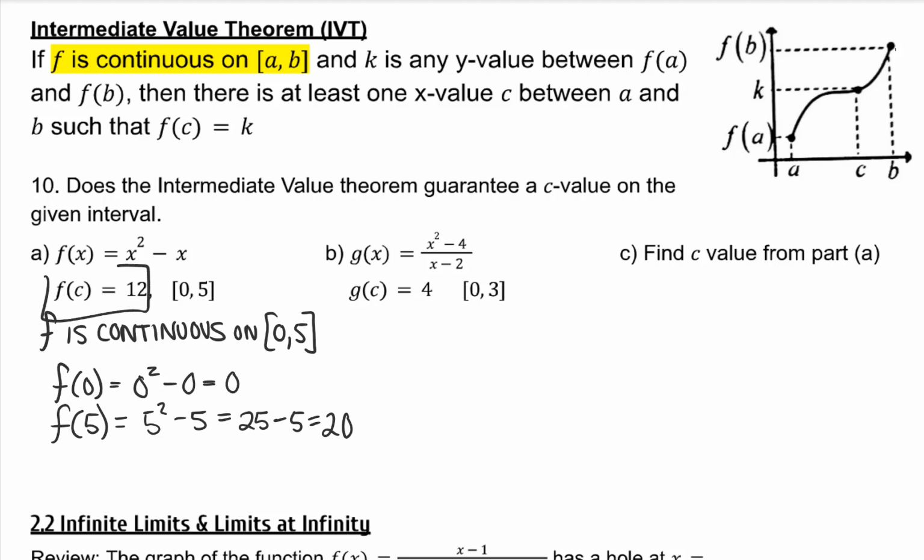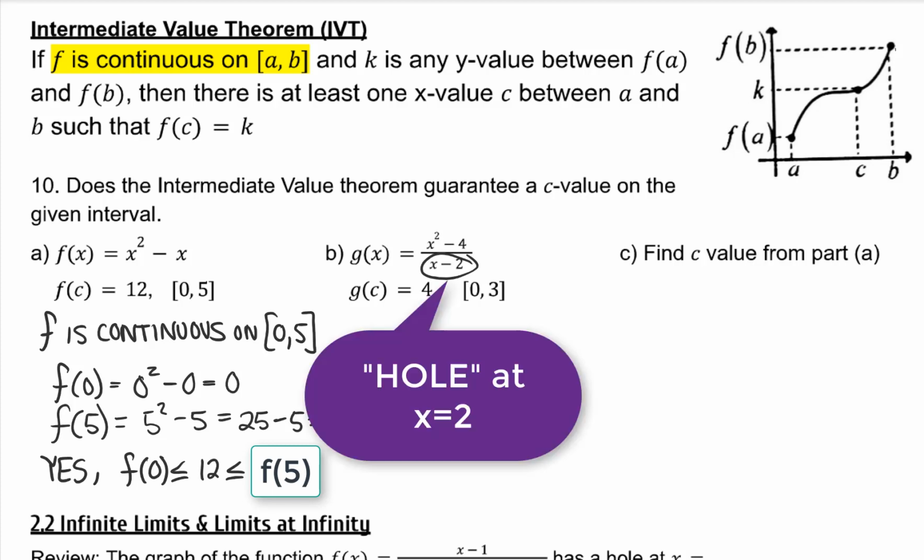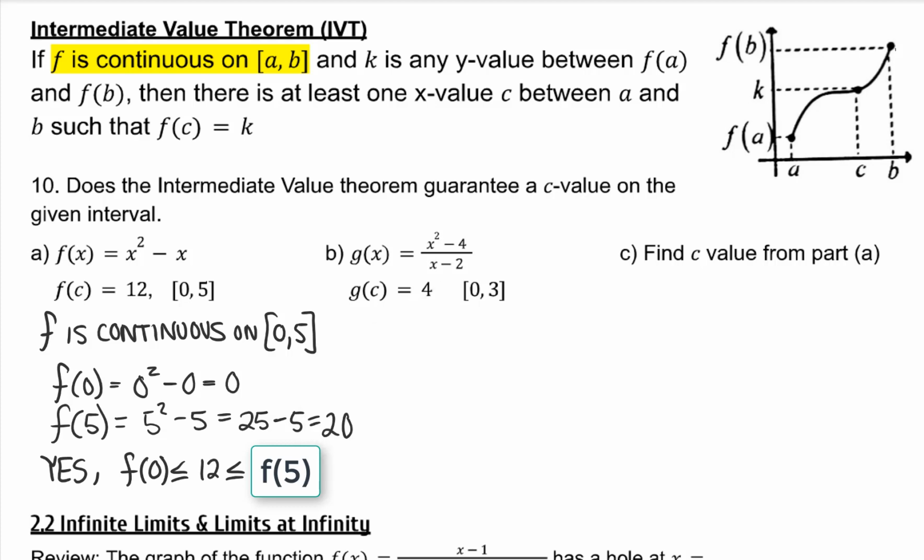All right, the y values are 0 and 20. So this is basically asking us, is 12 between 0 and 20? Yes, it is. So yes, our reasoning is that 12 is between f of 0 and f of 5. And then we'll solve for that c value in part C. Here I have a at 2, and that's on our interval. If it wasn't on our interval, then that's fine, but it's not continuous on the interval a to b. So f is not continuous on 0, 3.